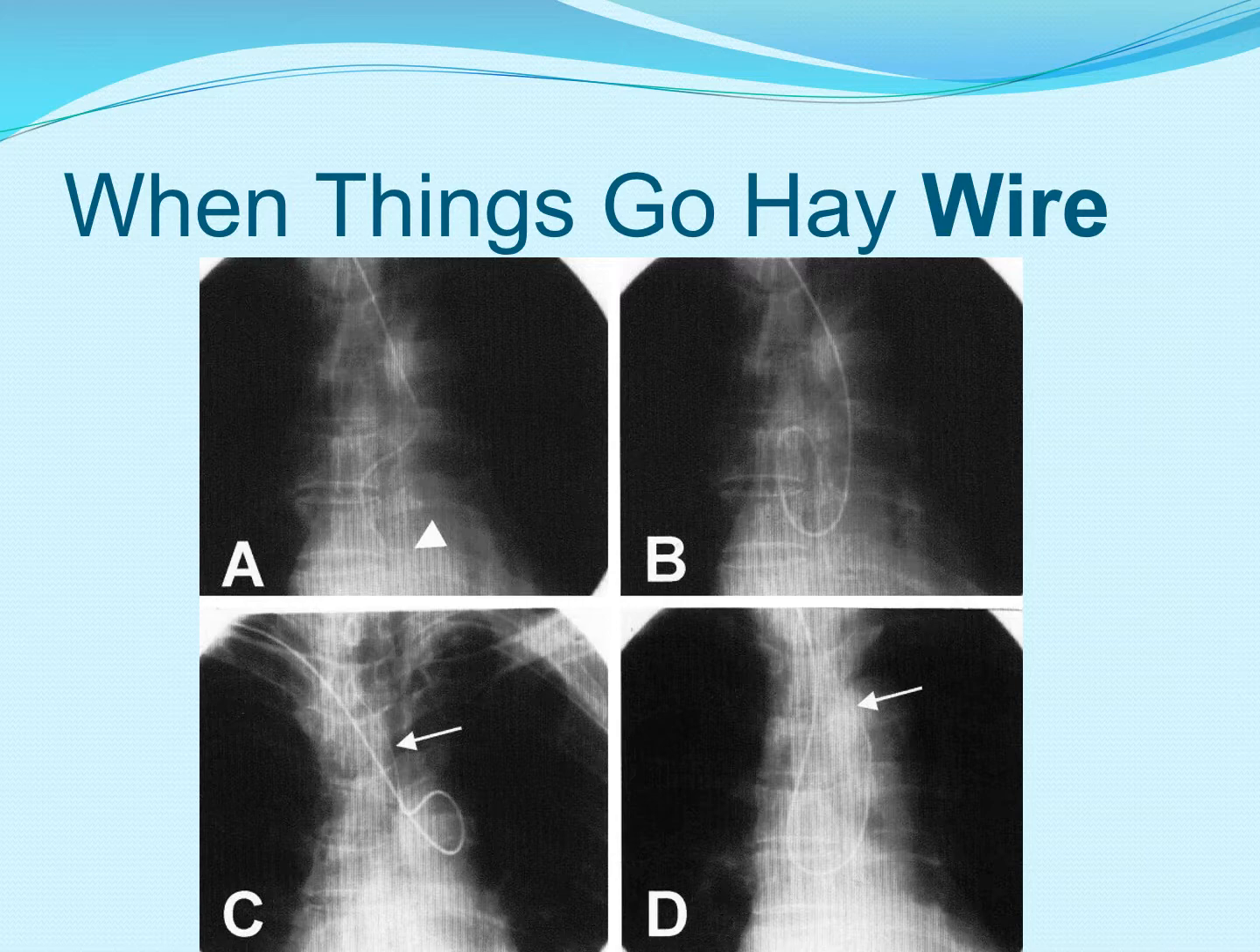This is an example of various post-chest x-ray confirmation PICC line placements. They're not always going to be where you want them to be, and make sure that you have a radiologist interpret your x-rays if you're using this type of confirmation technology.